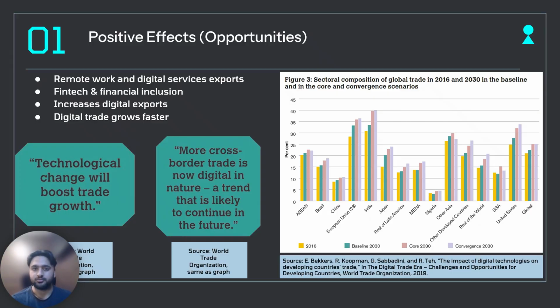Technology expands remote work and digital services exports, giving developing countries access to global markets. World Trade Organization research shows digital trade can grow faster than traditional trade with greater adoption. Fintech also improves financial inclusion, allowing small businesses to save, borrow, and compete.